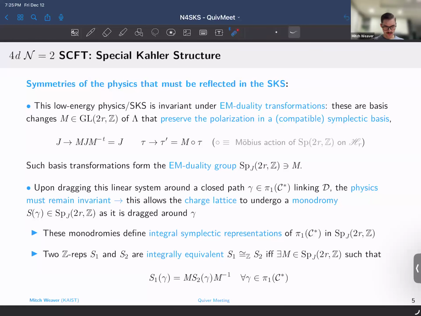And furthermore, we say that if I have two different monodromy representations, they're going to be integrally equivalent if and only if there exists an element of the EM duality group that intertwines them, which is what I'm saying here. And this must be true for all the generators of the fundamental group. So this is the generic story.